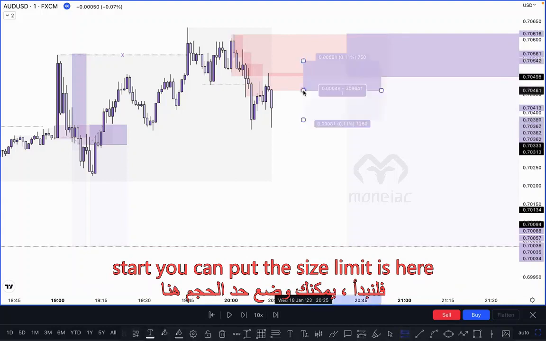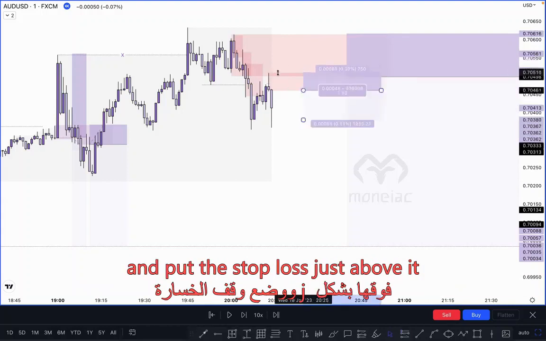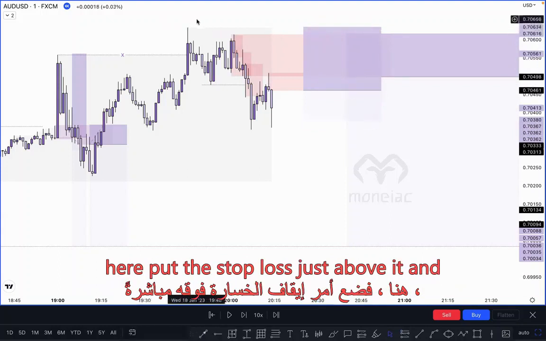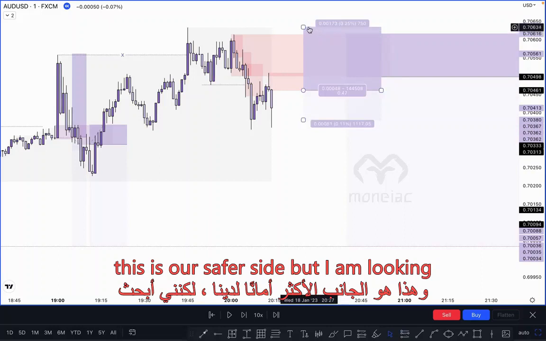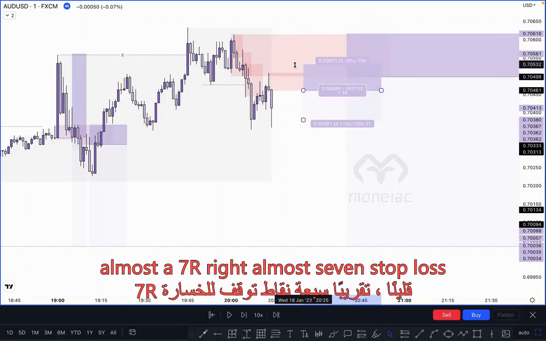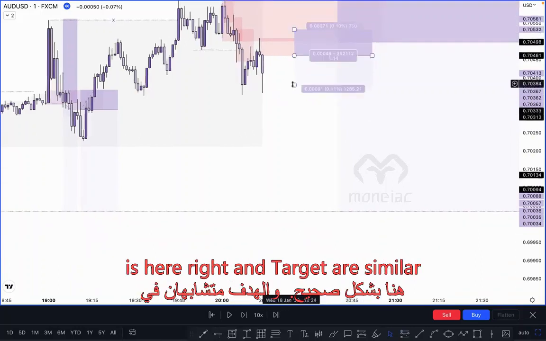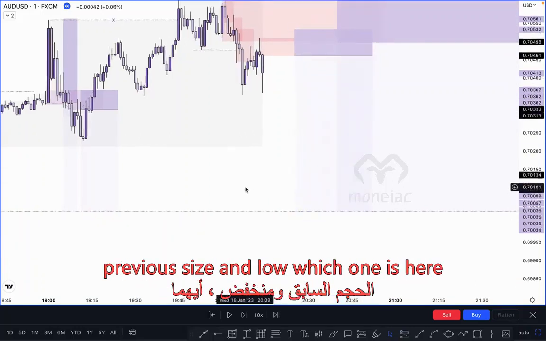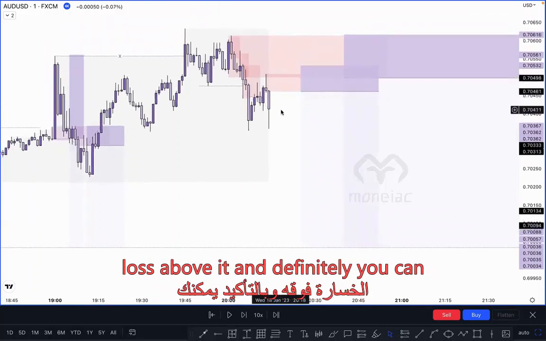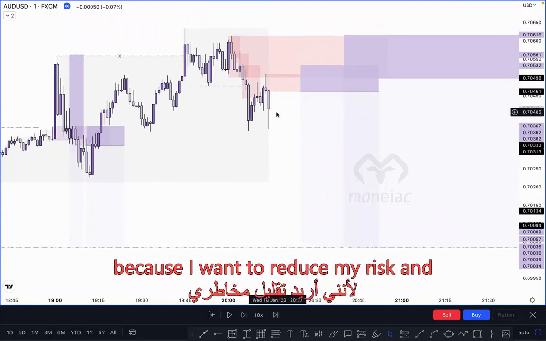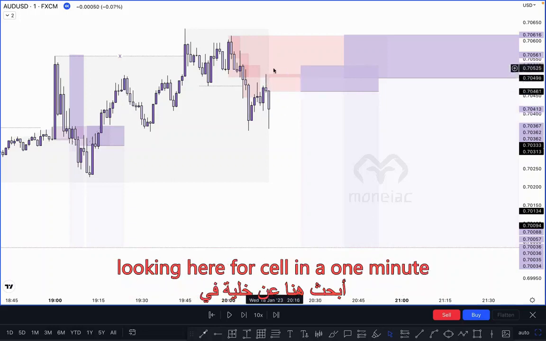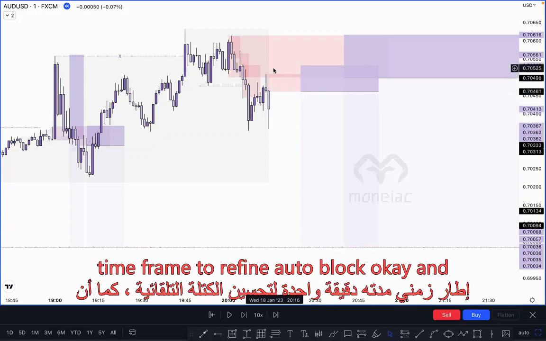Let's start. You can put the sell limit here and put the stop loss just above it, right? But if you wanna switch stop loss here, put the stop loss just above it, and this is our safer side. But I'm looking here to put the stop loss just above it, almost 7 pip stop loss, right? And target is the previous session low, which one is here, correct? So this is our entry and stop loss above it, and definitely you can sell here. And I'm taking risk here because I want to reduce my risk and maximize our reward. That's why I'm looking here for sell in a 1 minute time frame to refine order block, okay?